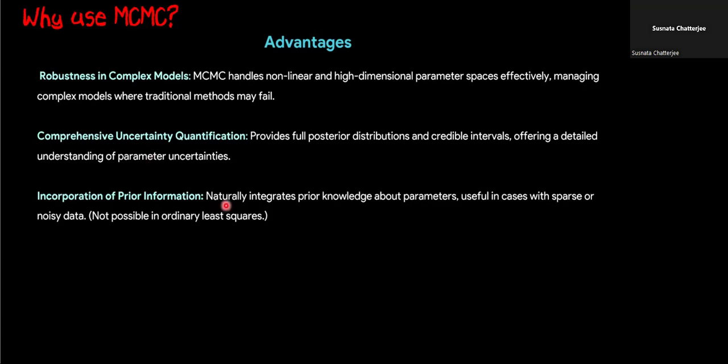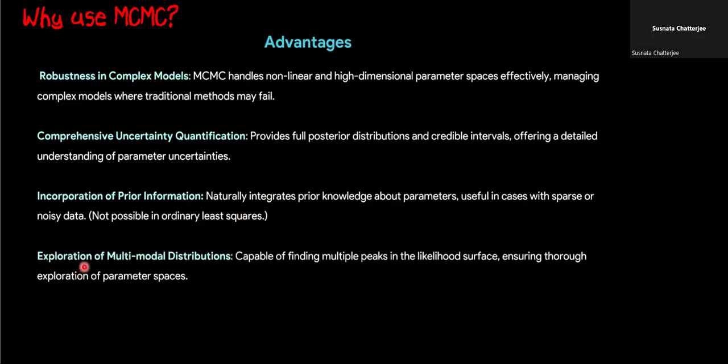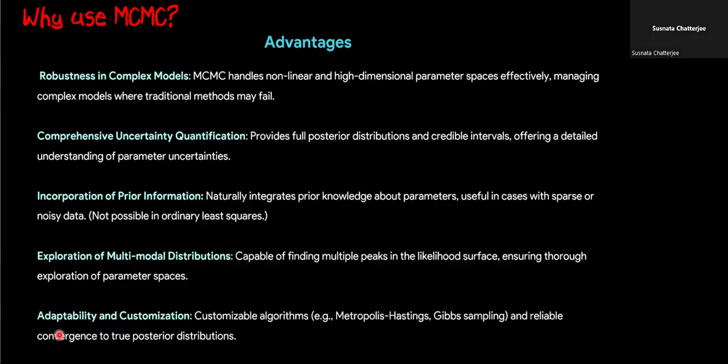Incorporation of prior information: it naturally integrates prior knowledge about parameters. It is useful in cases with sparse or noisy data. It is not possible in ordinary least squares fitting. Exploration of multimodal distributions: it's capable of finding multiple peaks in the likelihood surface, ensuring thorough exploration of the parameter space. And adaptability and customization. Customizable algorithms, for example Metropolis-Hastings, Gibbs sampling, and reliable convergence to true posterior distributions.